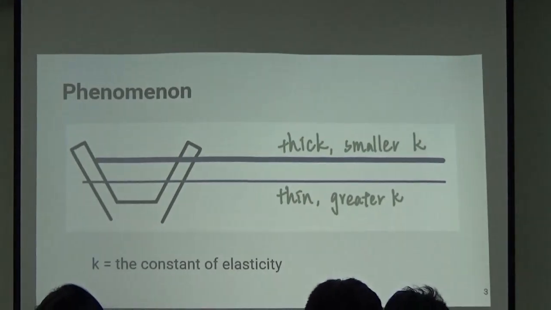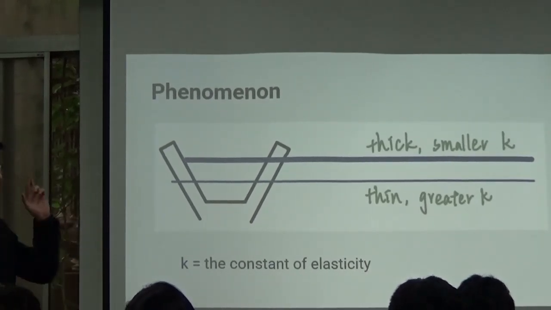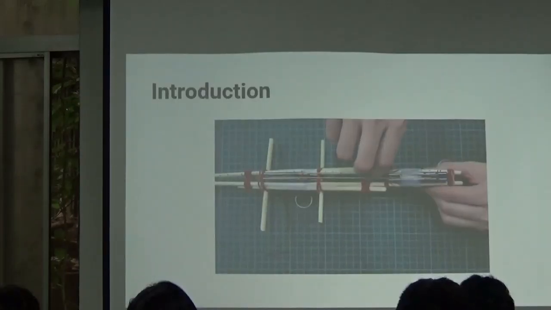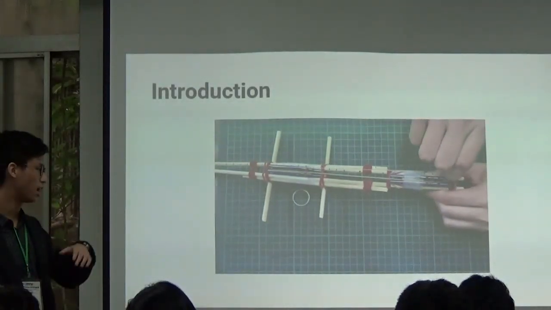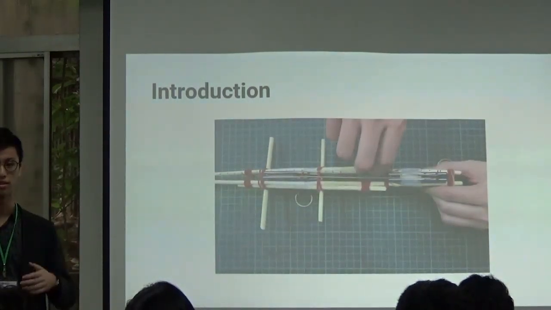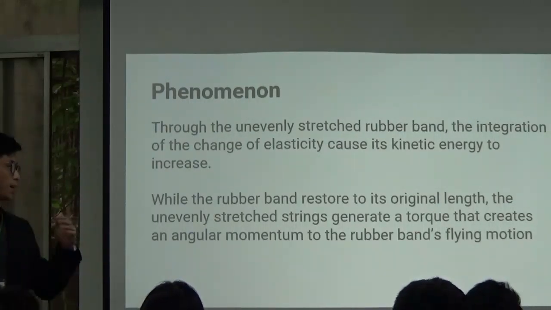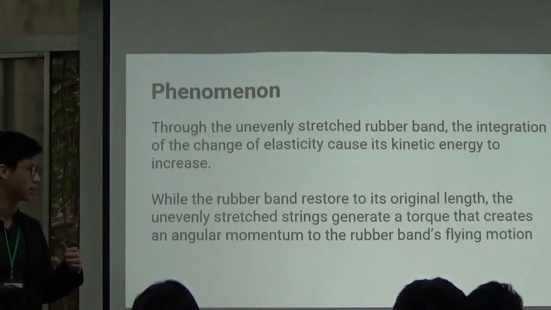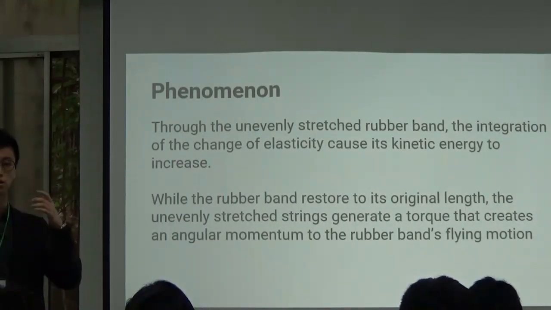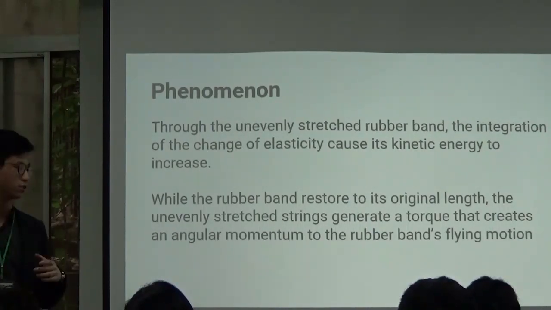For the phenomenon, once it's unevenly stretched, it will create two strings. One string is thicker, which has a smaller elasticity, and one is thinner and has greater elasticity. As you can see, this is how we unevenly stretch it, creating a thicker string and a thinner string. Through the unevenly stretched rubber band, the integration of the change of elasticity causes its kinetic energy to increase. While the rubber band is restored to its original length, the unevenly stretched strings generate a torque that creates an angular momentum for the rubber band's flying motion.